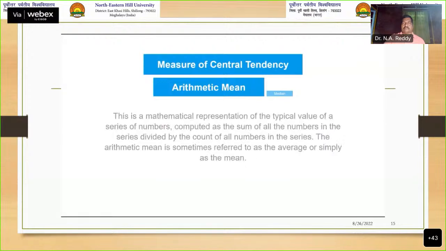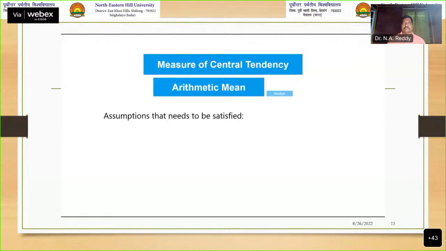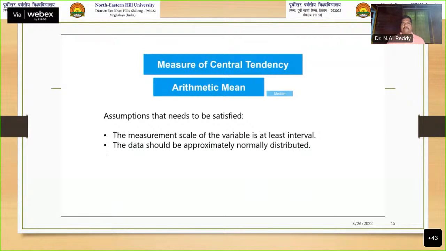There are several assumptions that you need to satisfy before you can use the arithmetic mean. If at least one of the assumptions is not satisfied, then you cannot use it. Listed below are the assumptions. The measurement scale of the variable is at least interval. The data should be approximately normally distributed, and the data should not contain significant outliers.